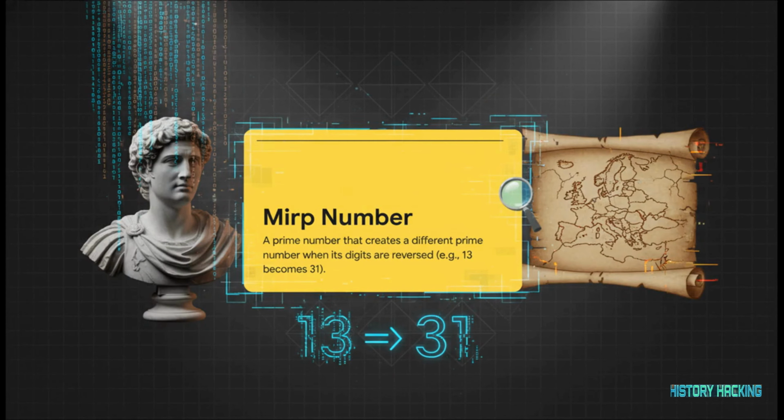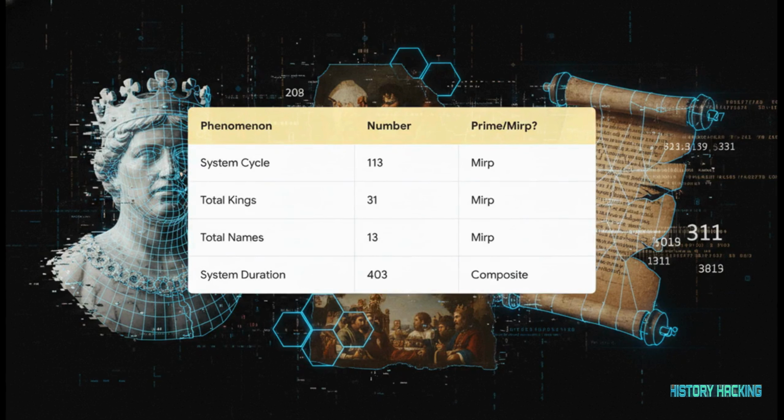Okay, to really see how deep this rabbit hole goes, we need to talk about some weird math for a second. We need to talk about something called a Mirp number. Yeah, M-I-R-P. It's a prime number that, when you reverse the digits, creates a different prime number. So for instance, 13 is a prime, right? Flip it, you get 31, also a prime. These things are really, really rare, so just keep that in mind.